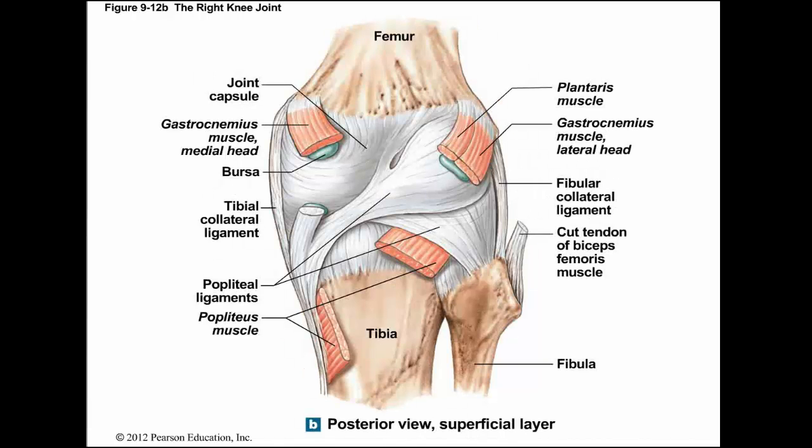Now we're looking at the posterior view, which looks a little more complicated. Again, you've still got the femur in the upper part of the picture and the tibia and the fibula below. Here we've got bursas, which are lying underneath the muscles, the gastrocnemius muscles, the lateral and the medial heads, in order to provide friction-free movement of the muscle whenever the person is moving their knee and walking.